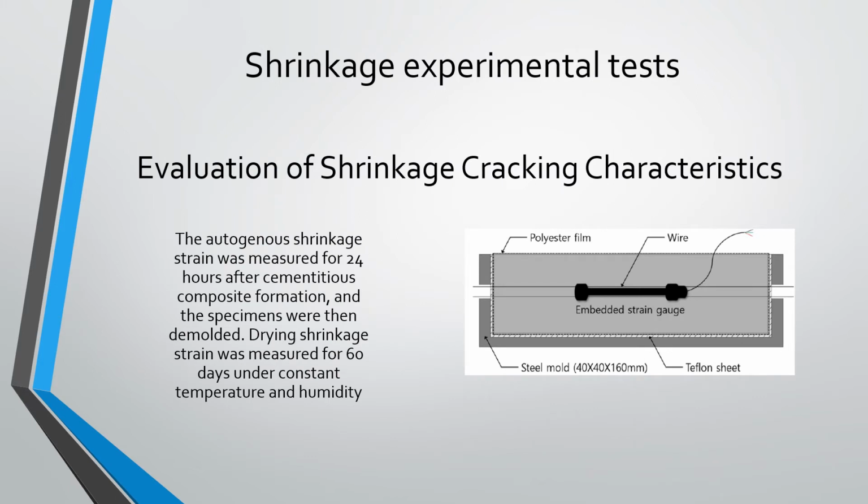And the last one is the evaluation of shrinkage cracking characteristics. This is based on a rectangular mold with a hole at both ends. The drying shrinkage in this case was measured for 60 days under constant temperature and humidity.